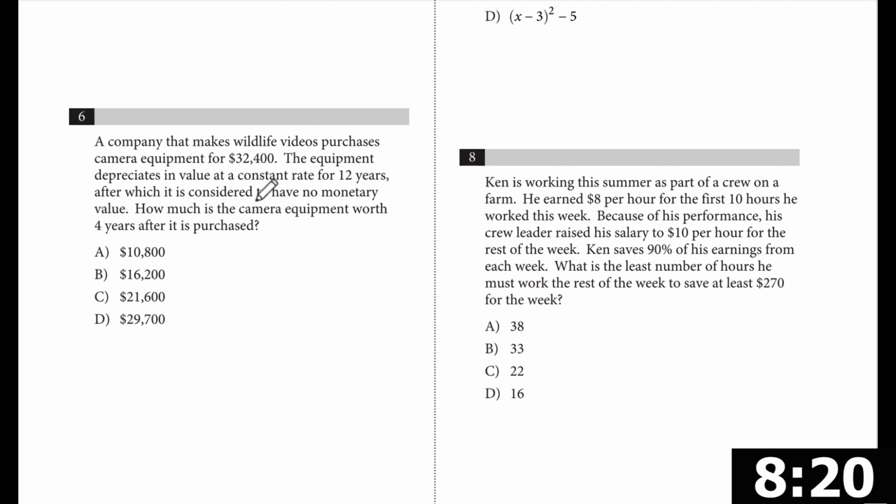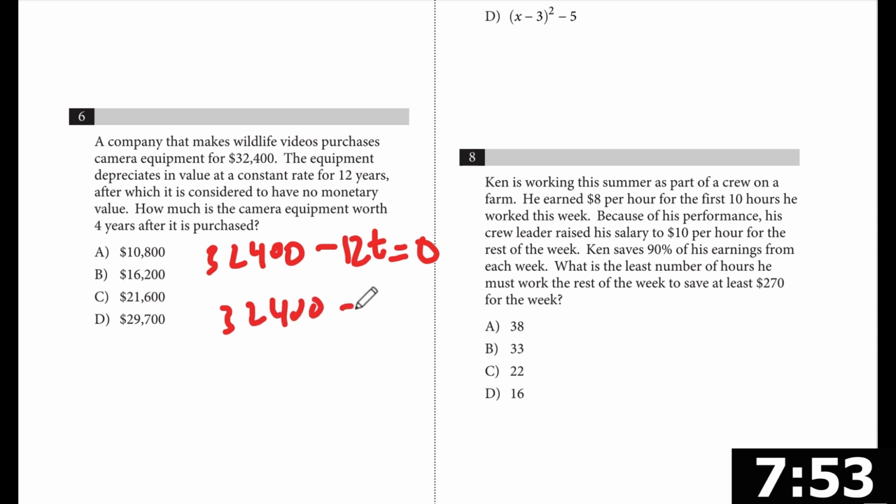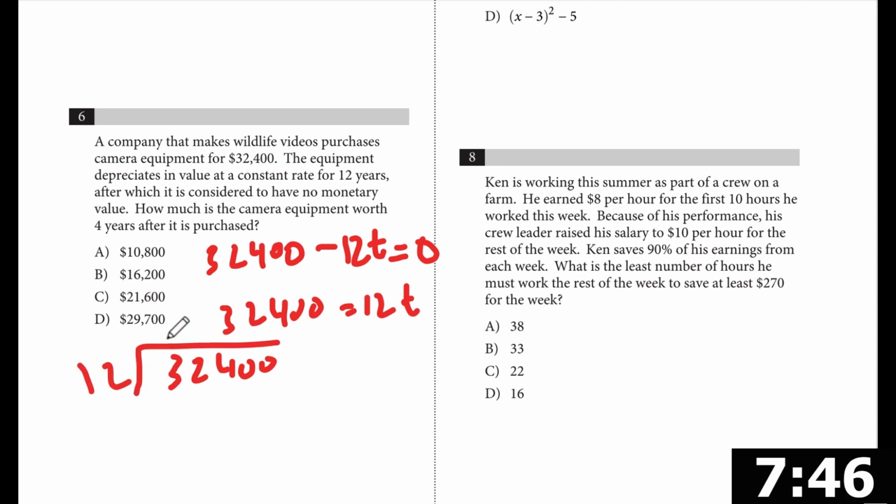Alright, a company that makes a wildlife video purchased camera equipment for $32,400. The equipment depreciates in value at a constant rate for 12 years, after which it is considered to have no monetary value. How much is the camera equipment worth 4 years after its purchase? Okay, so we have 32,400 minus, for 12 years at a constant rate, so minus 12t, and then it has no monetary value, meaning it's going to equal 0. So now this would mean 32,400 is equal to 12t. Now if I divide 12 on both sides, I get 32,400 divided by 12.